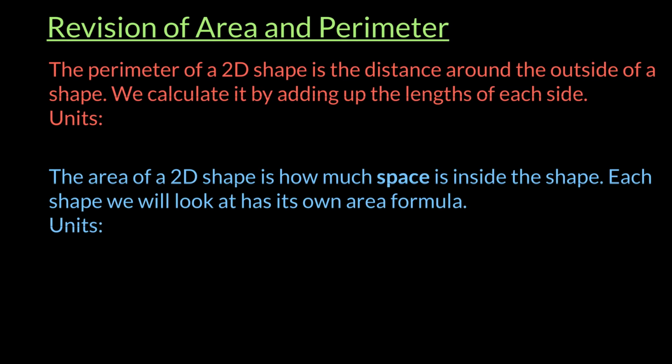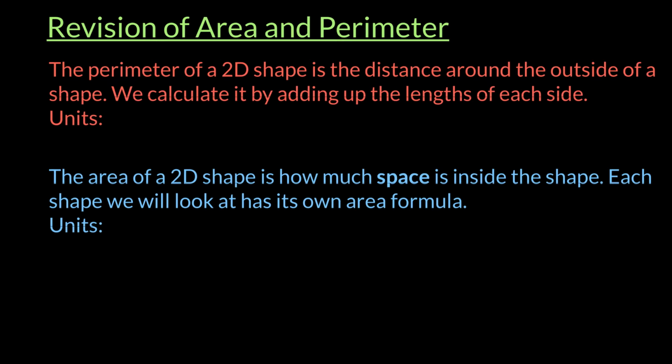Today's lesson is on area and perimeter of 2D shapes, and we're going to focus on squares, rectangles and triangles today. So you will have seen how to find the area and perimeter of these shapes lower down the school. So today's lesson is just a quick revision exercise.